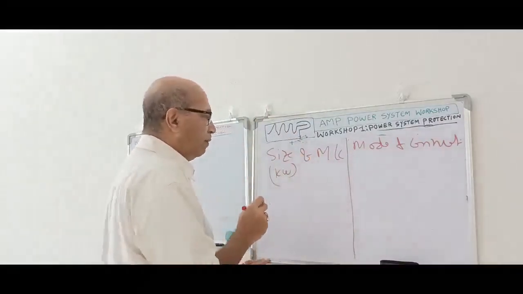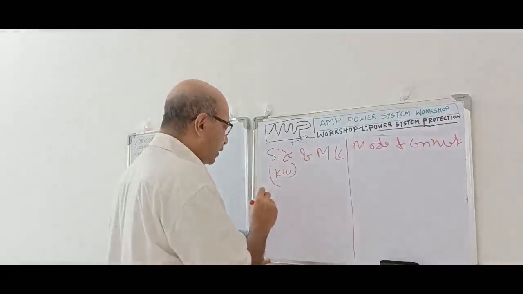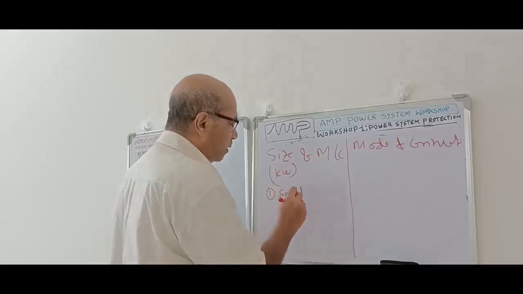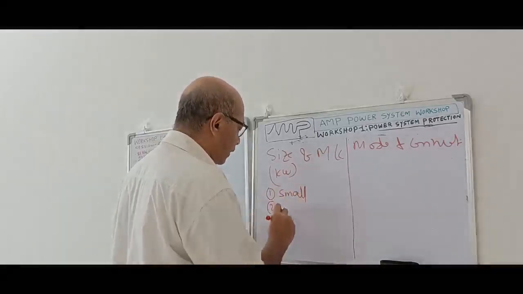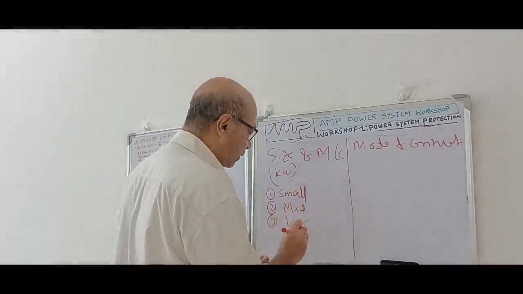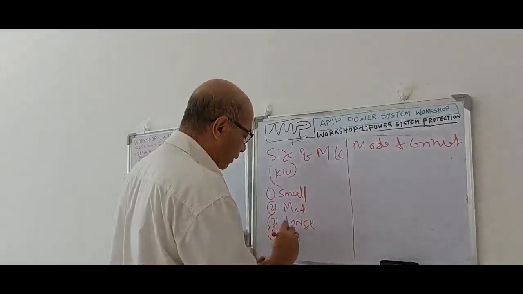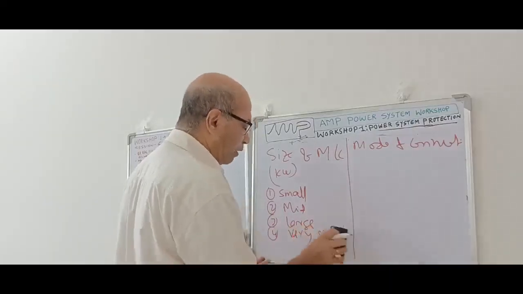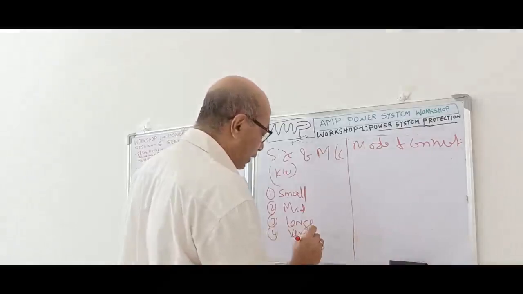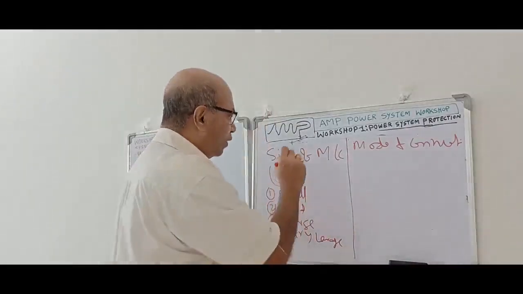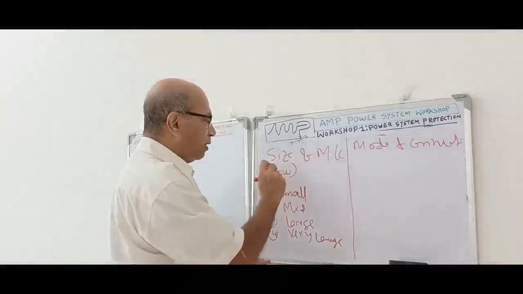In the case of size of machine, we will consider four categories. One is a small size machine. Second is a mid size. Third is a large size. And fourth is a very large size. These are the 4 categories of machine we will discuss.